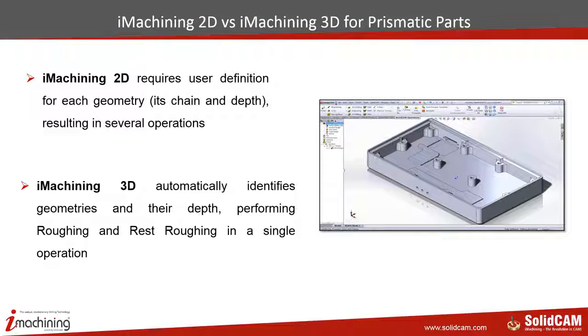Well, iMachining 2D, as you saw, required definition of each geometry with its particular chain and its depth. When we did that, this had to be done in several different operations. Whereas iMachining 3D, since it's working on the entire target, automatically identifies all of the geometries and their depth, and it was able in many cases to perform both the roughing and the rest roughing in one single operation.